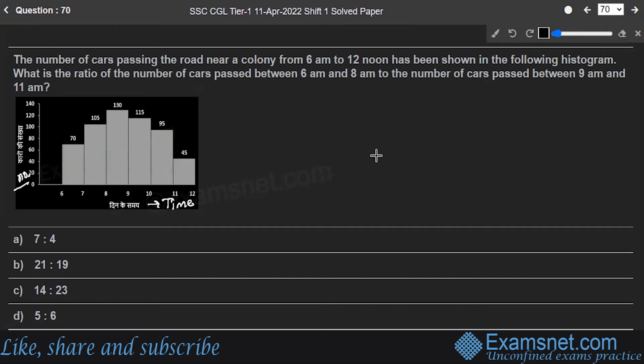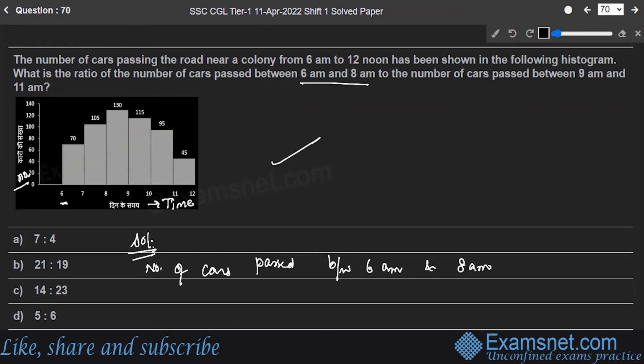So this one, x-axis represents time and this represents the number of cars. Right. So first of all, you are given the number of cars passing the road near a colony from 6 to 12 noon. All these things are shown in the histogram. Let's directly move to the solution part of the problem. So the number of cars passed between 6 a.m. and 8 a.m. See, this is 6 a.m. and this is 8 a.m.